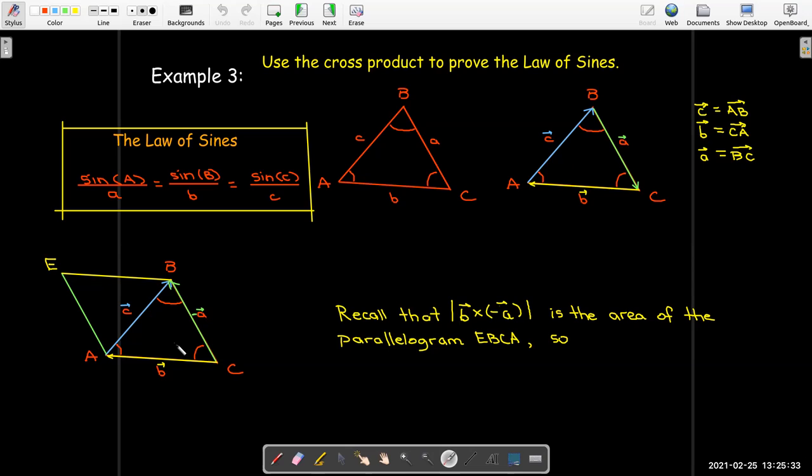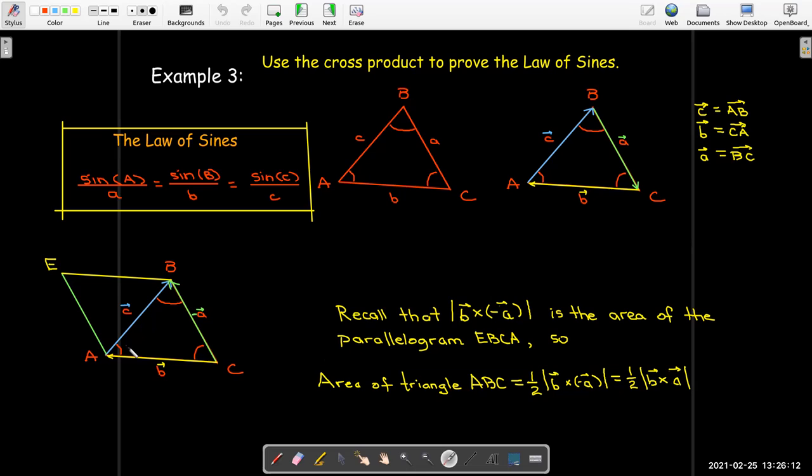parallelogram. And so its area would be the magnitude of B crossed with the opposite of A. But it's the same triangle, right? So the area of the triangle would be half the area of the parallelogram. And so that would be half of the magnitude of B crossed with the opposite of A, which in the magnitude will be the same as half of B crossed A.